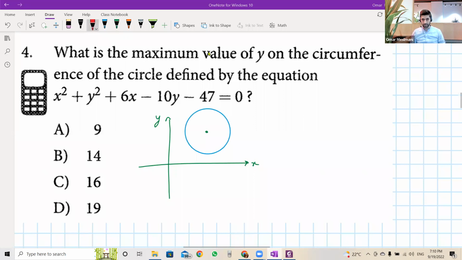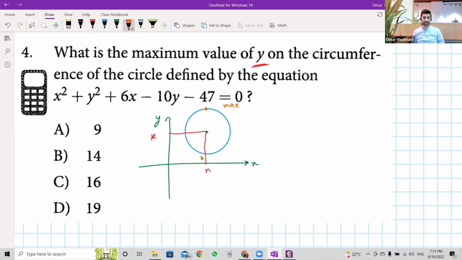Yes, Mr. Yahya. That's an h and that's a k, right? Where is the maximum y value? The maximum y value is basically when you go from the center, you go up. Yes, this point is the maximum y value. This point here represents the maximum y value.